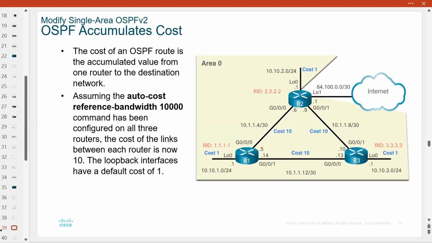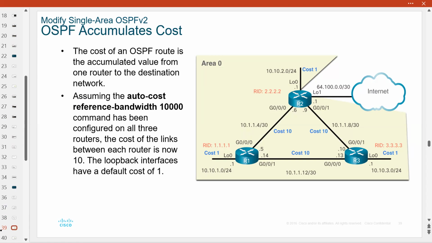OSPF accumulated cost. What are we talking about there? The cost of an OSPF route is the accumulated cost from one router to the destination network. Assuming the auto-cost reference bandwidth is 10,000 command has been configured on all three, the cost of the links between the routers is now 10. The loopback interface has a default cost of 1.